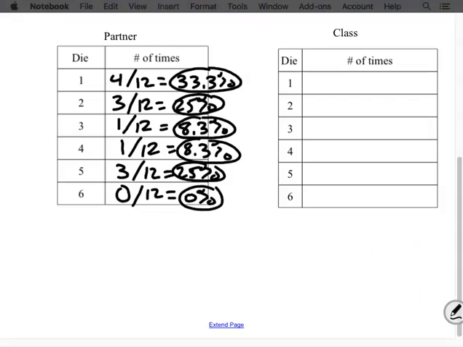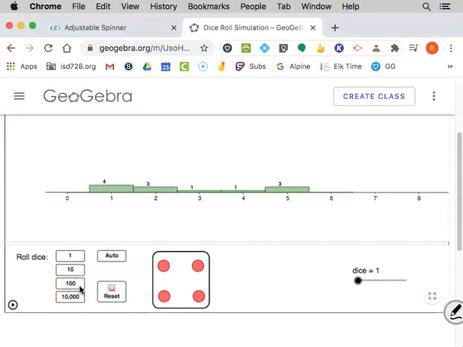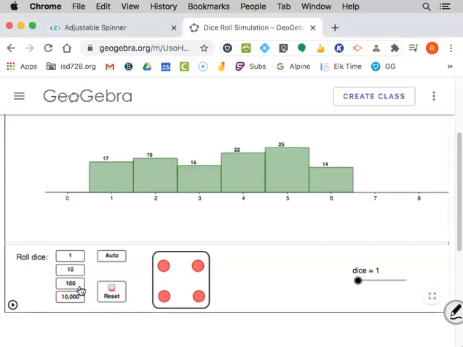112 rolls? I can go ahead and do that really quick. I can do 100 more right here. And now you start to see it's evening out a little bit. We'll talk about that shortly here.